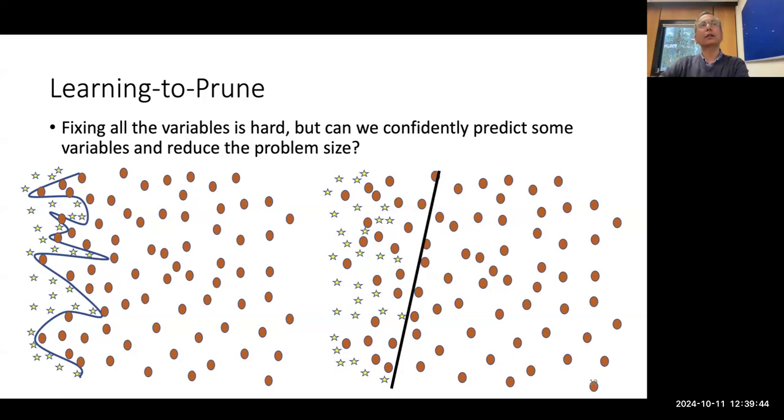Instead, what the Learning-to-Prune framework tries to do is to learn a relatively simpler decision boundary such that all the variables on one side of that decision boundary belong to one class. Okay. So maybe all the variables on one side of the decision boundary have the value 0. So now we can fix all those variables. So that's the high level idea of Learning-to-Prune.